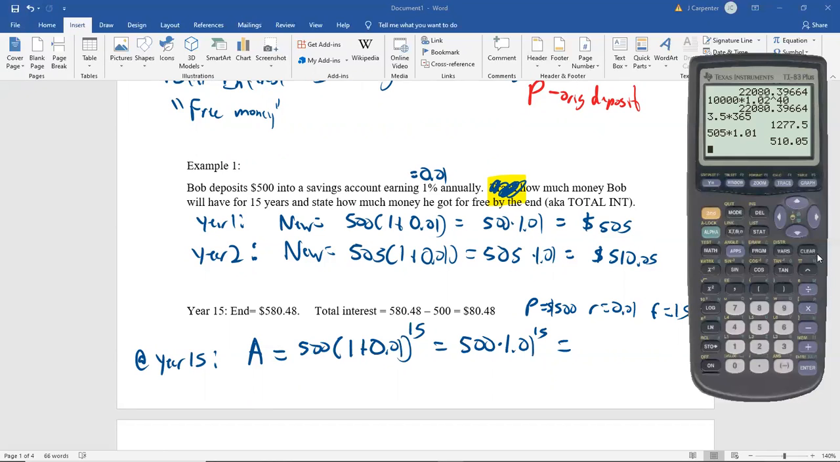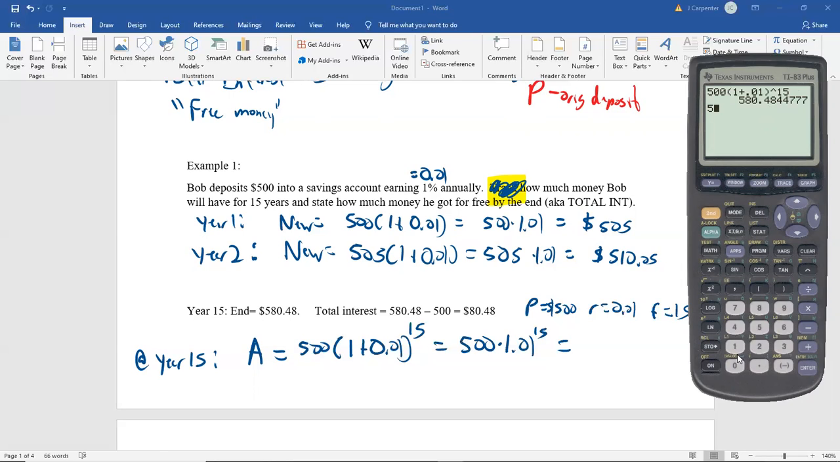So, traditional calculator, here we go. 500. I'll show it both ways, parentheses, 1 plus 0.01. Your calculator may not work exactly the same as mine, so you have to learn it. Raised to the 15th power. Some of you may have to hit the times before the parentheses, FYI. And we get 580.48. See, Excel was only showing us to the nearest penny, but there were some tenths and hundredths and thousands of pennies in there. We just weren't seeing them because of the display. I could have changed the decimal precision to see that, but I didn't want it because money.